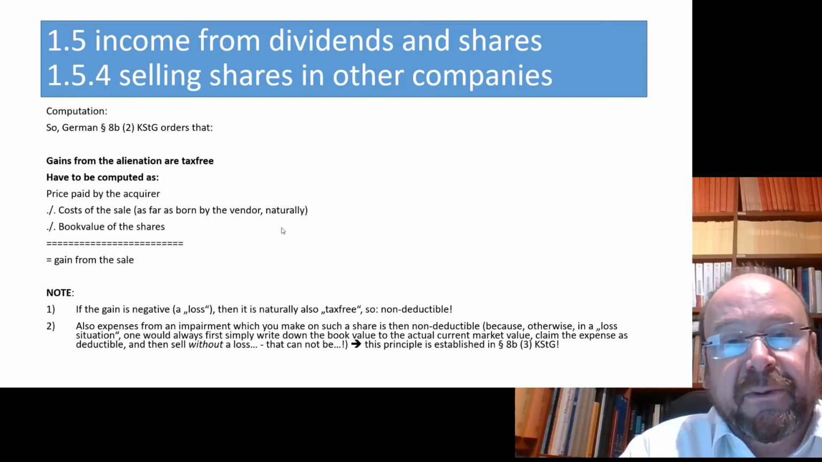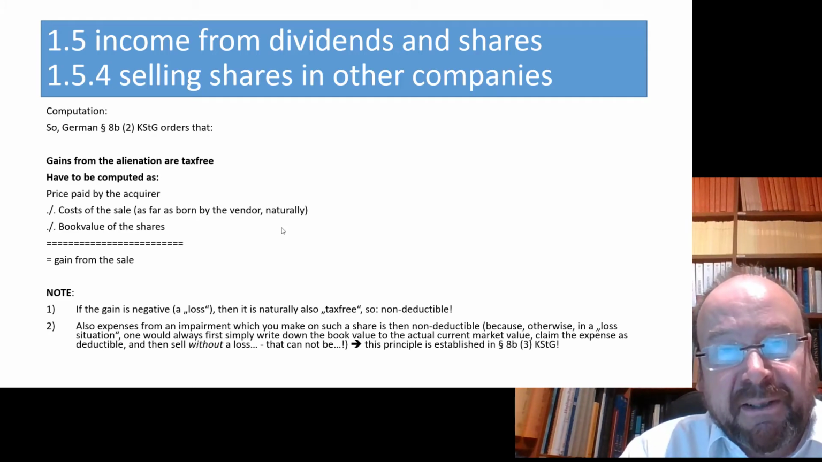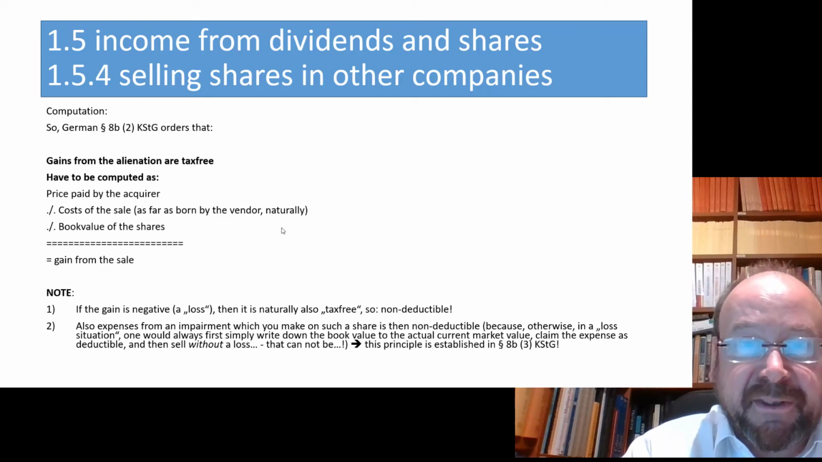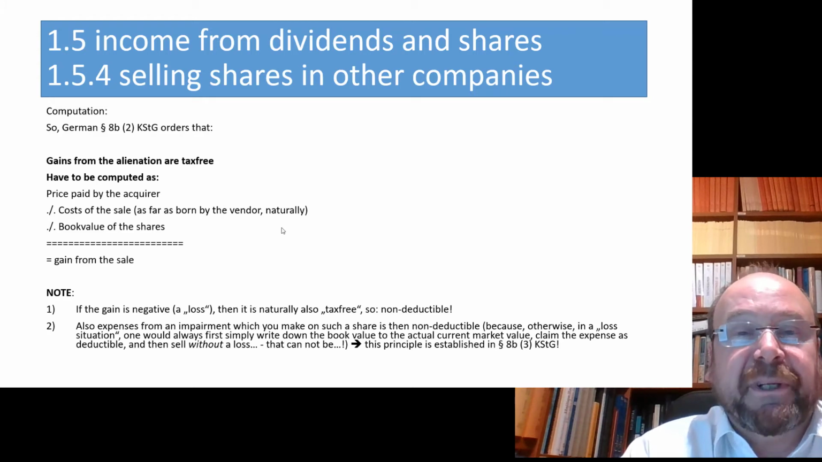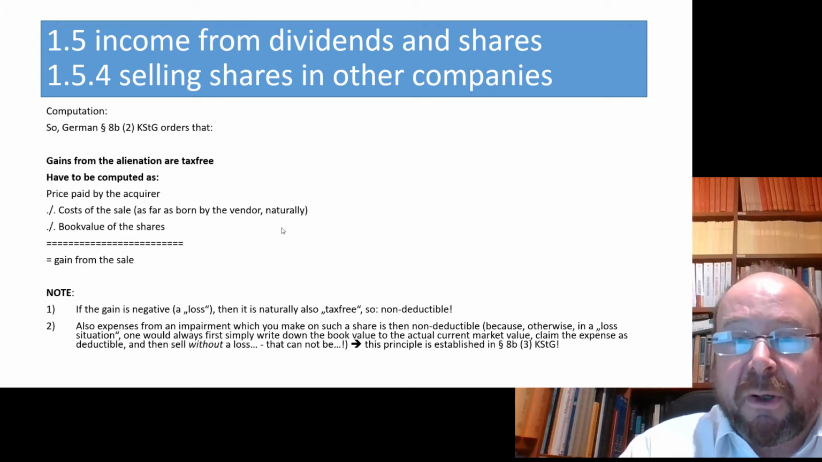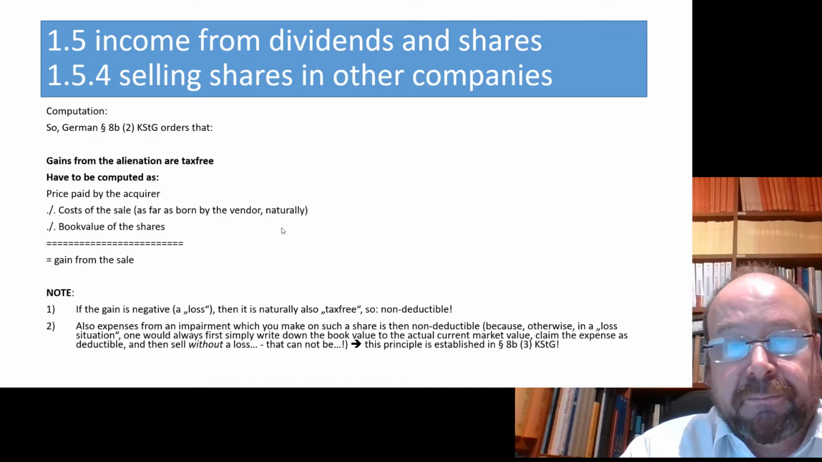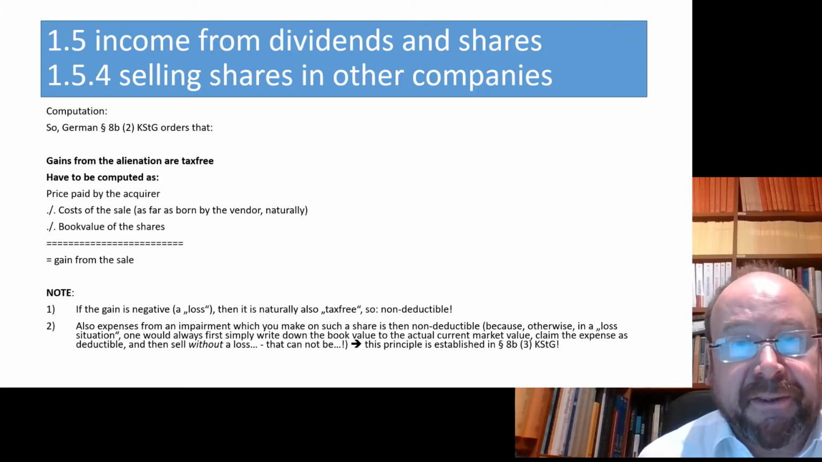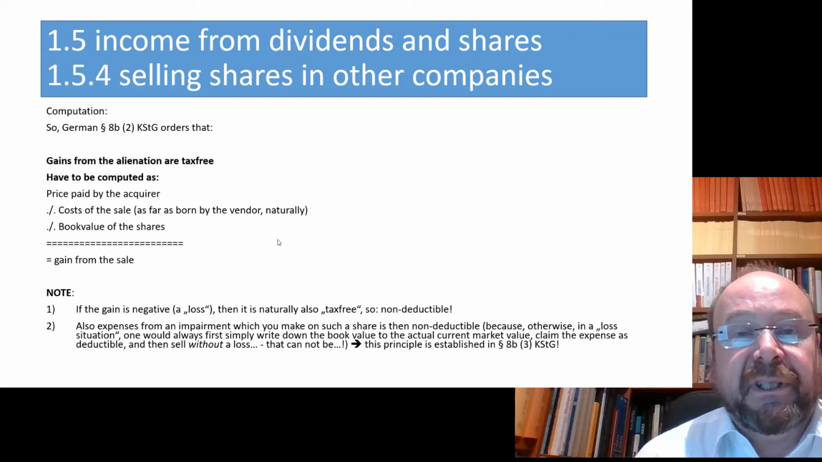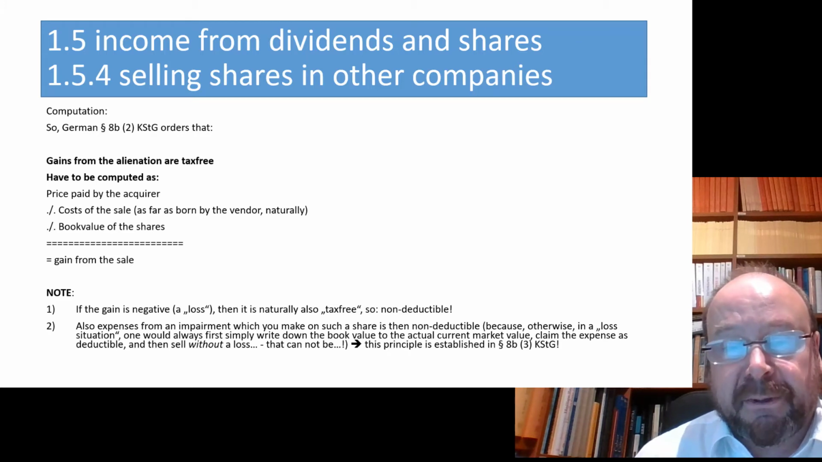That would be too easy a way to avoid a loss, and so naturally, as the people in the ministry are not completely stupid, they have foreseen that alternative and added into the law a small rule which says that all expense connected with these shares, especially all incidents which lower the profit and are connected with the shares, are also non-deductible expense. You don't need to wait until you sell. Also, an impairment would be not taxable.